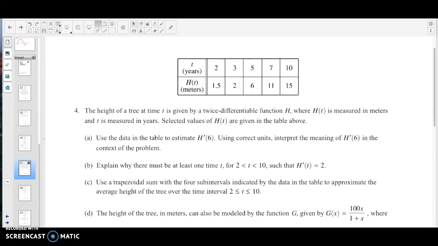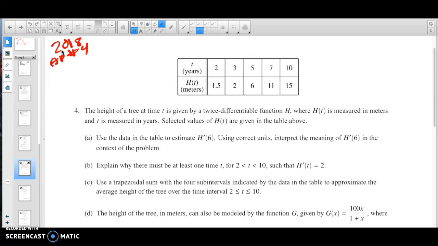Okay, here is the 2018 AP number 4. It's a non-calculator question, so when we work on the problem, we're not going to put full numeric answers down. Okay, so here we go.